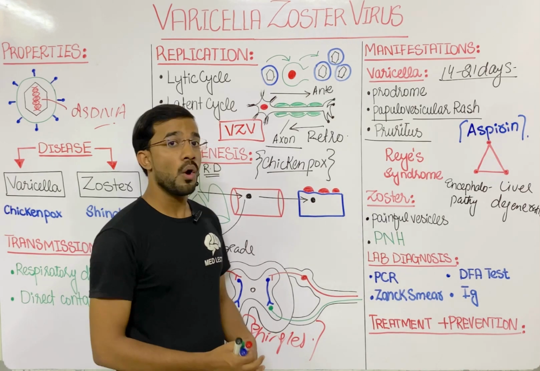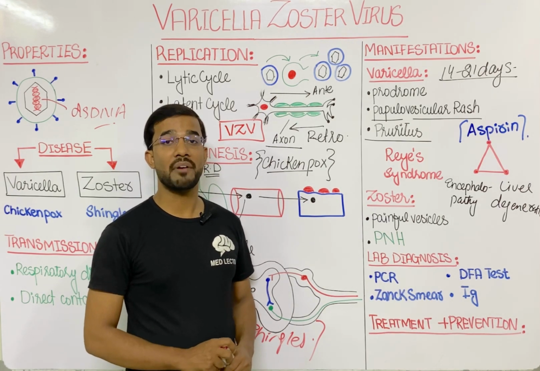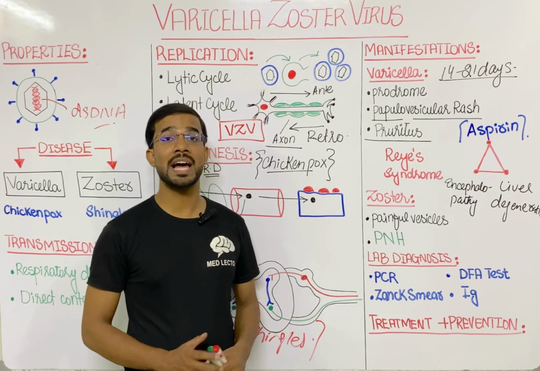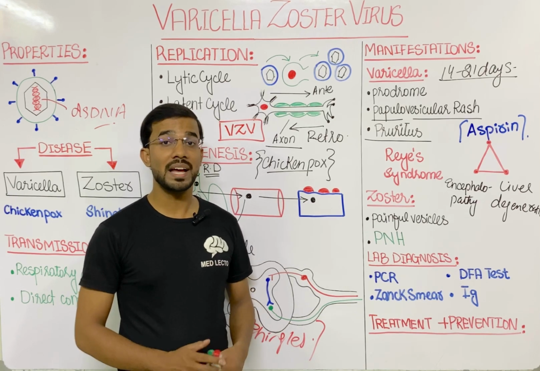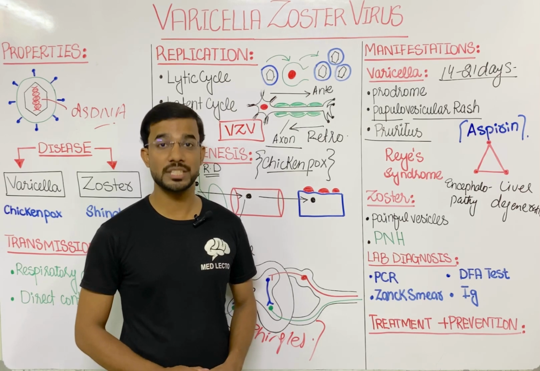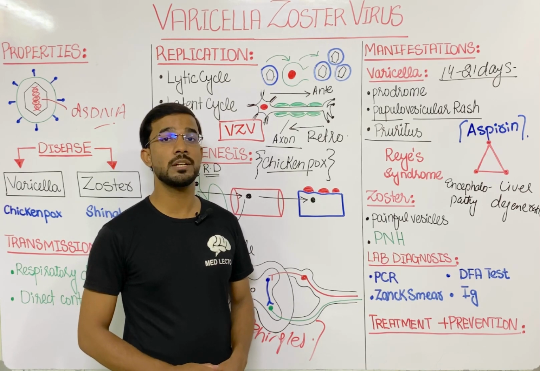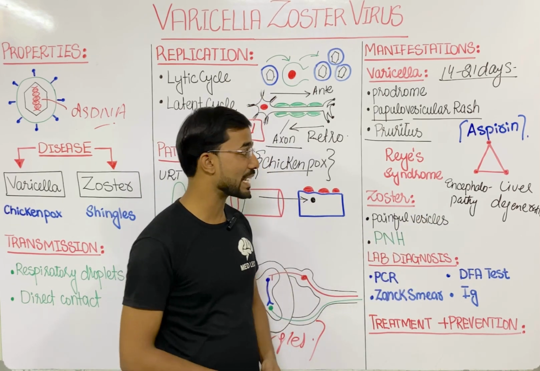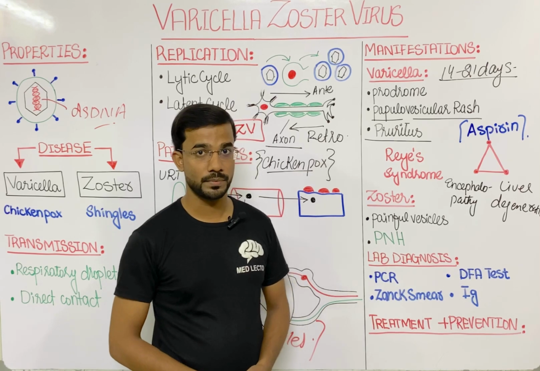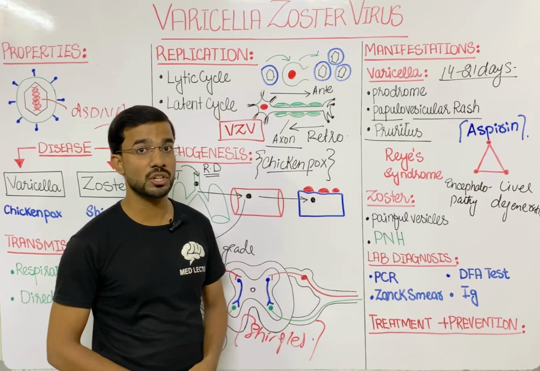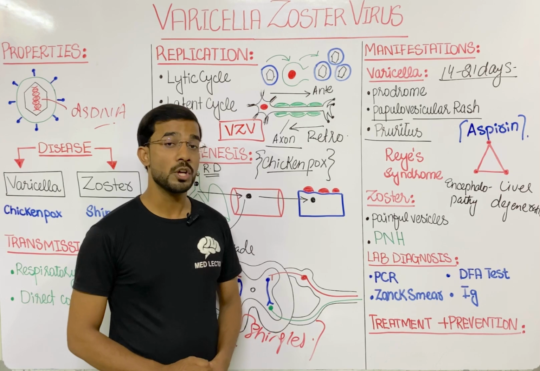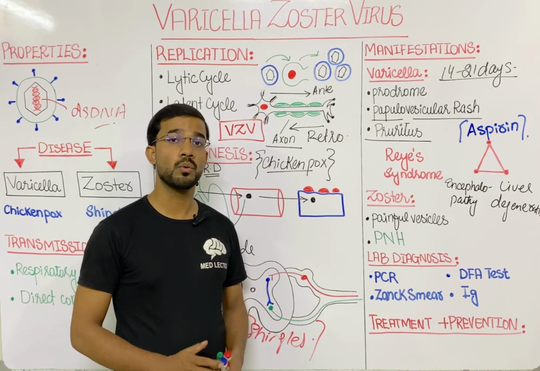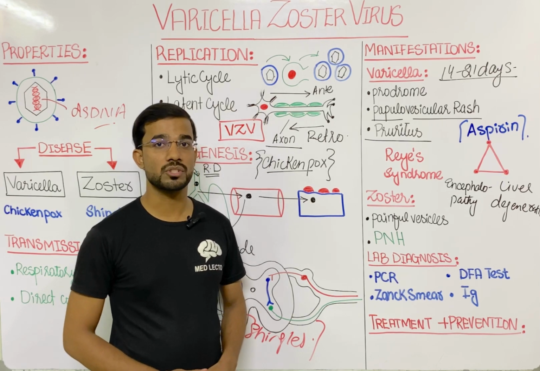I repeat, if a child is affected by the varicella zoster virus, and if we give aspirin to that child, then it can go towards Reye syndrome. In Reye syndrome, you will see the two most important manifestations. First is encephalopathy, and second is liver degeneration. So these are basically the different manifestations of Reye syndrome. That's why we don't give aspirin to children who are affected by the varicella zoster virus.